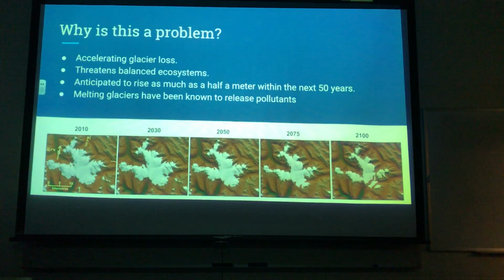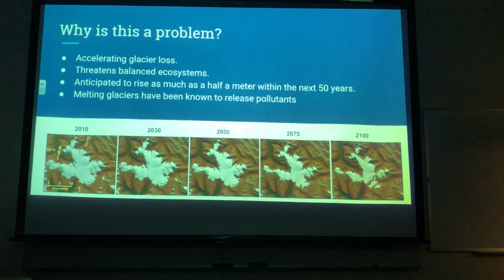Why is this a problem? If the planet continues to warm due to carbon dioxide in the atmosphere, it could accelerate glacier loss in the north and raise the sea levels. With the sea level rising, it threatens balanced ecosystems. These glaciers are anticipated to rise as much as 1/2 meter within the next 50 years. This means it could displace populations along the coast.